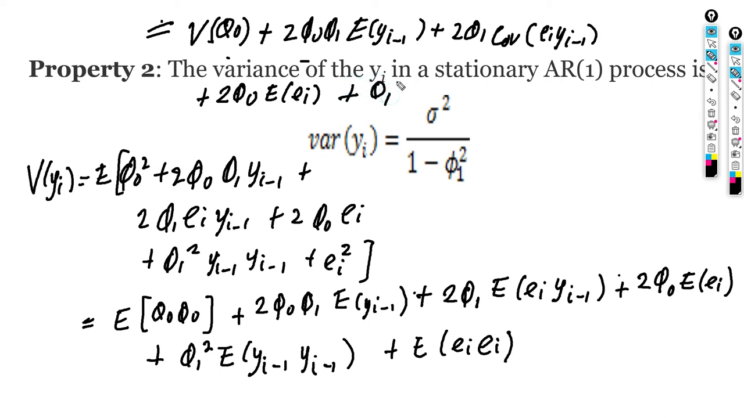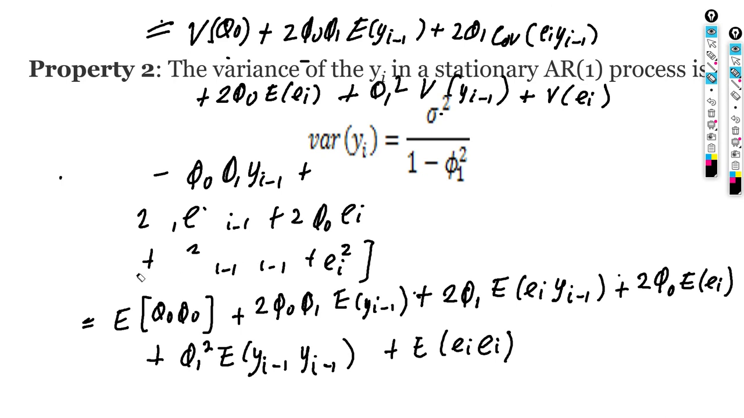Plus φ1 squared. Now if we have two same variables here, y_{i-1} and y_{i-1}, the two variables mean we have a variance of y_{i-1}, and if you have two same variables here, the expectation of ε_i ε_i is a variance of ε_i. So these are how we write the terms here. Now this can be written as, so I just cancel off all these things.